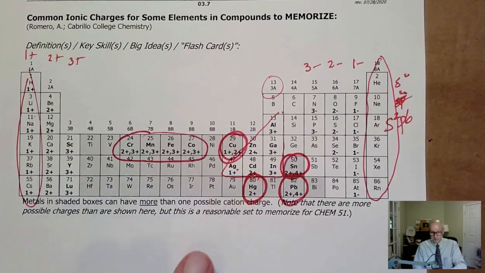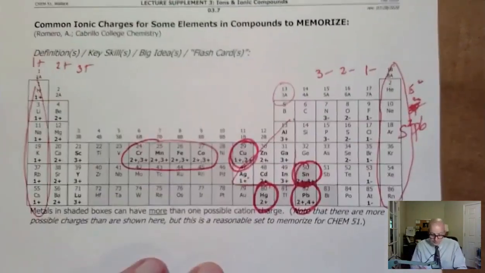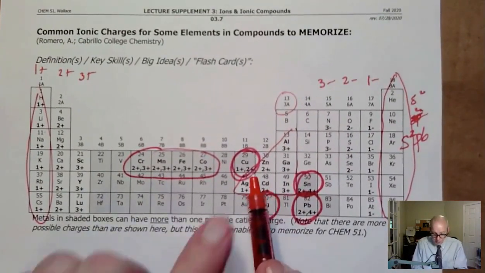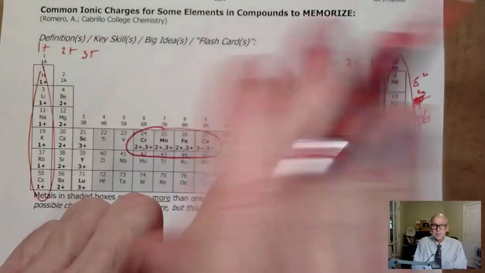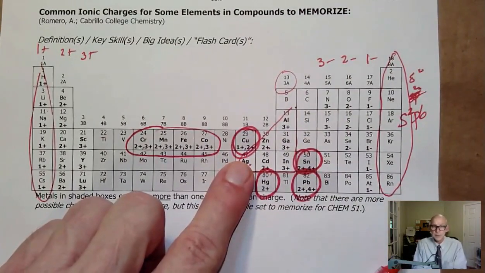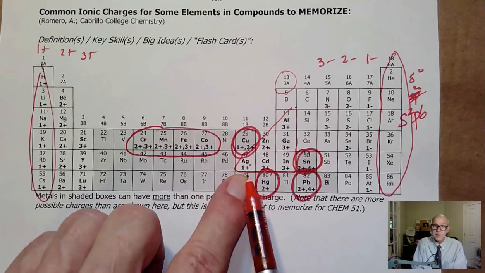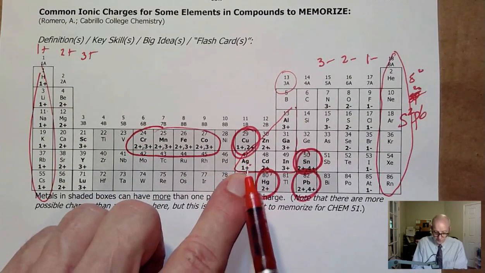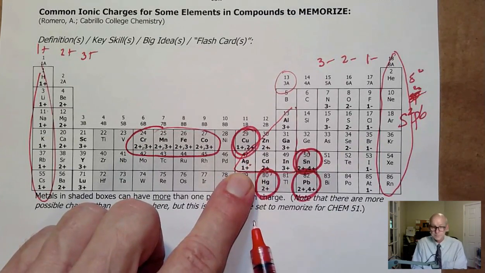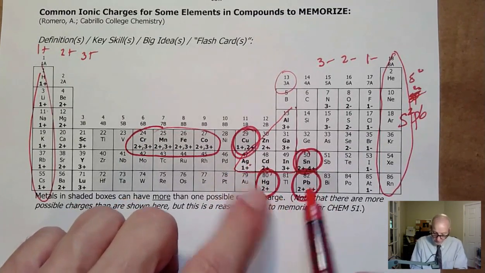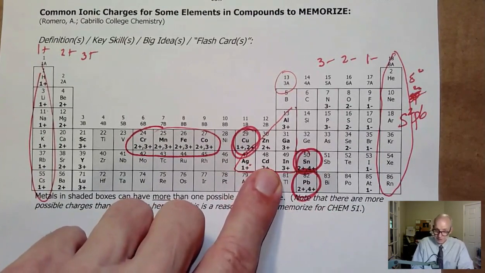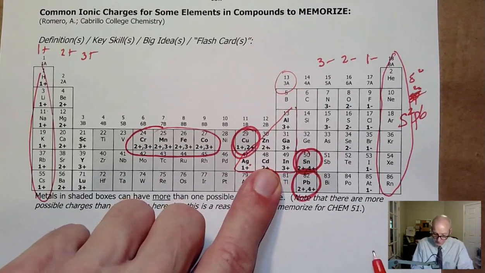Now, in here, copper's 2 plus, but sometimes it's 1 plus. Look at silver. Silver's always 1 plus. You go, oh, that'd be a good guess for copper. Well, let's skip that one. Let's get rid of it. Now, mercury doesn't exist. Don't worry about it.